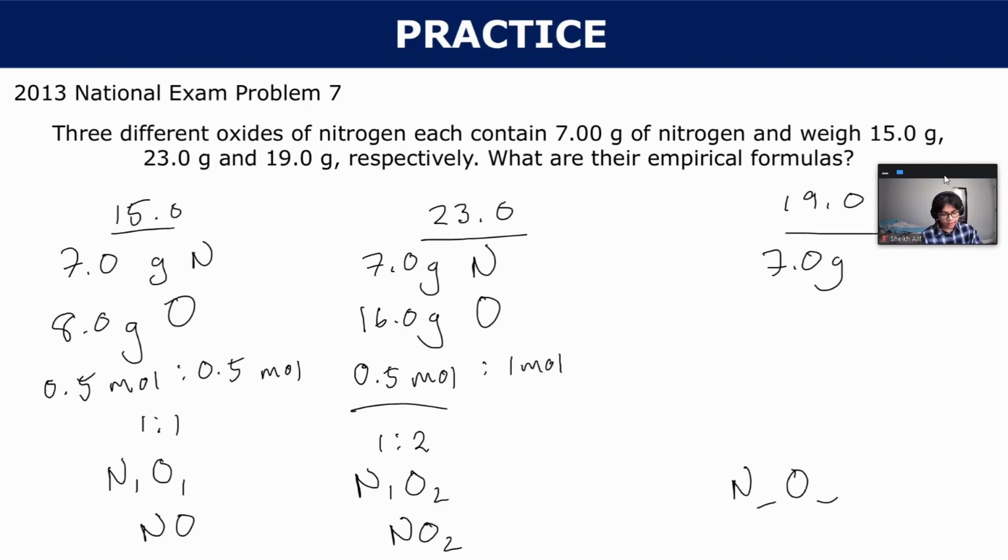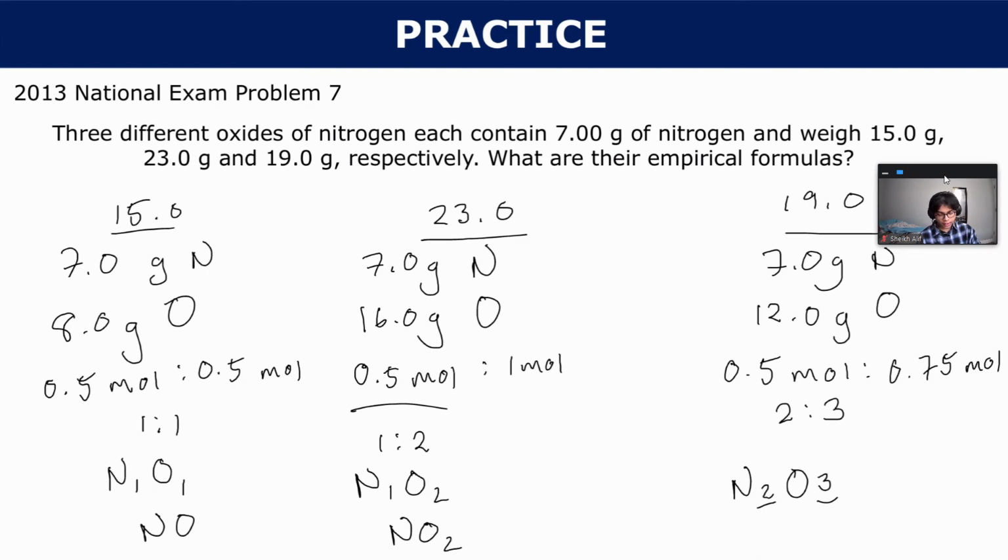And let's look at the last one. We have 7 grams of nitrogen and 12 grams of oxygen. 7 grams of nitrogen is 0.5 moles, and 12 grams is 12 divided by 16, that's about 3/4, so 0.75 moles. And if we multiply both these numbers by 4, you're going to get a 2-to-3 ratio, meaning the coefficients are going to be 2 and 3. And this one is 2 and 3.